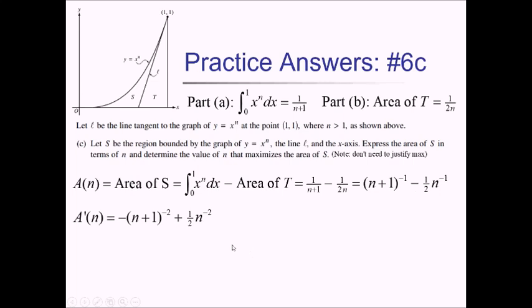And I want to figure out, let me actually rewrite these in fraction form. But eventually I want to figure out where all of this equals 0 or is undefined. So we've got 1 over n plus 1 quantity squared. And this other one is going to be 1 over 2 times n squared. And again, I want to figure out where all of this equals 0 or undefined.